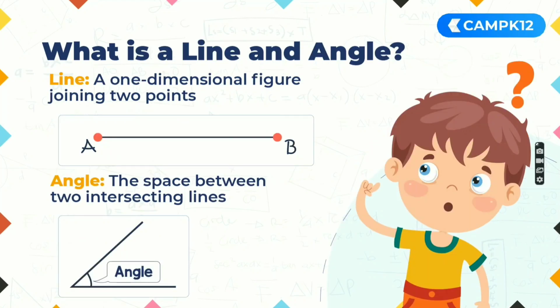So let's first talk about what is a line and an angle. Now whenever you see 2 points located on the plane and you see a one-dimensional figure which is joining the 2 points, then that entire figure comprehensively is called a line. Talking about an angle, whenever 2 lines intersect at a point, then the space between the 2 lines is referred to as an angle.